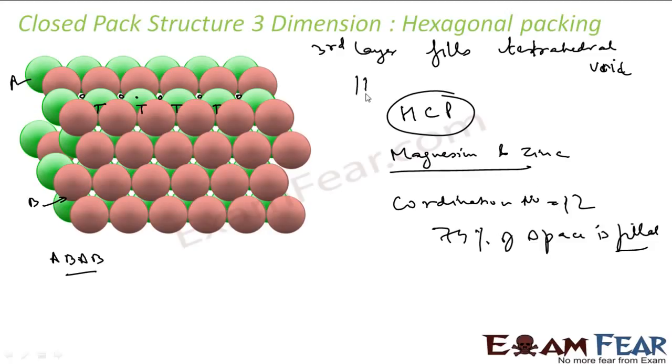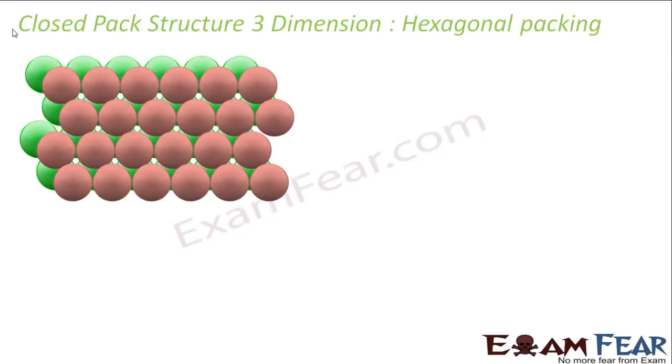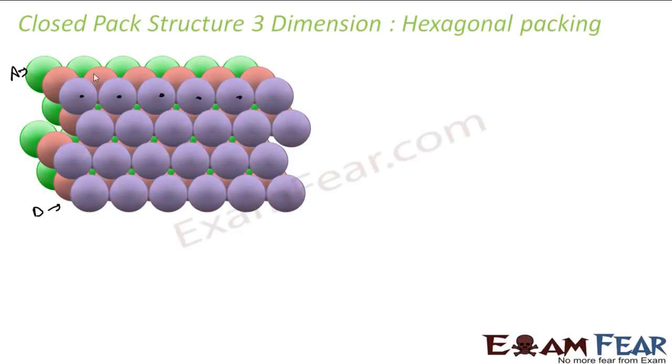Let me write this. Hexagonal closed pack. Right? That was when the third layer fills the tetrahedral hole. There is another possibility: this is my layer A, this is my layer B. Now I want the third layer to fill this octahedral void. All the octahedral voids should go off. Then the third layer has to be in a different phase. It cannot be in A or B form.